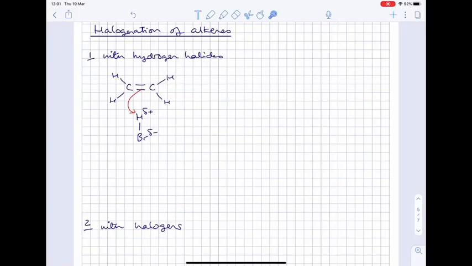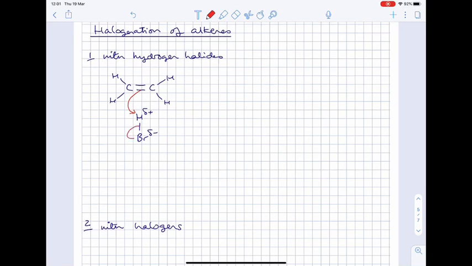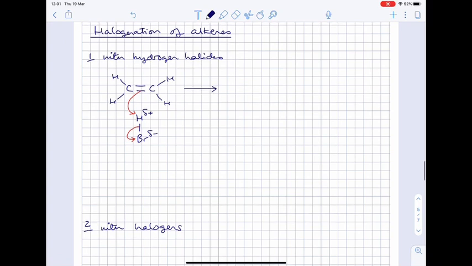As the electrons from the pi bond move towards the partial positive hydrogen, they're going to repel this bonding pair of electrons between the hydrogen and bromine, and it's going to move away from that electron density, and the only place it can go is towards the bromine. So we have that situation. So that's the first step. We now draw the intermediate.